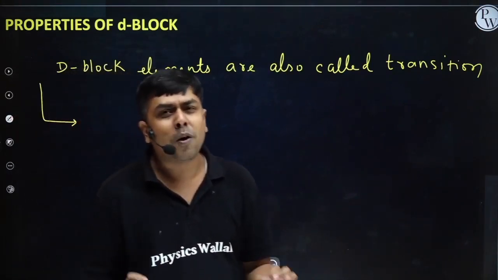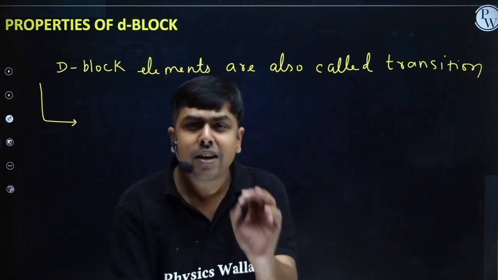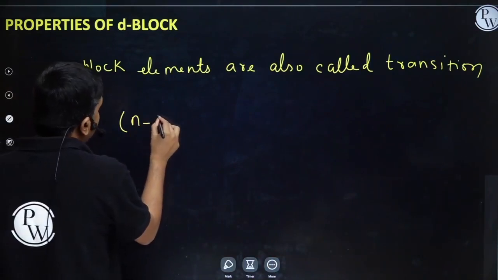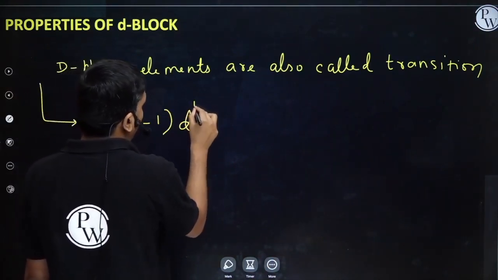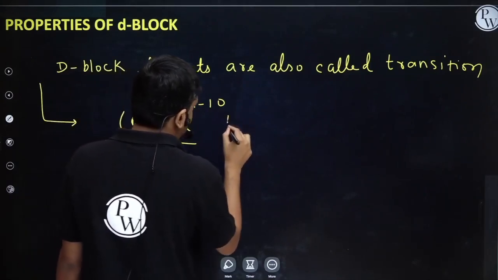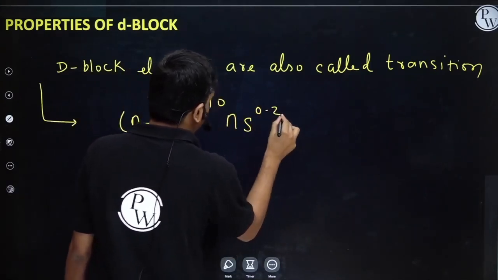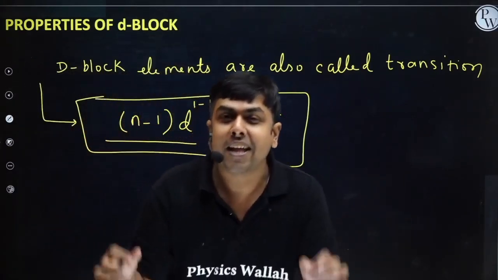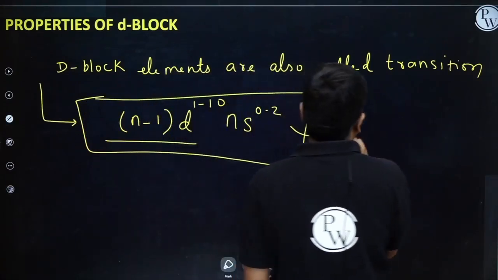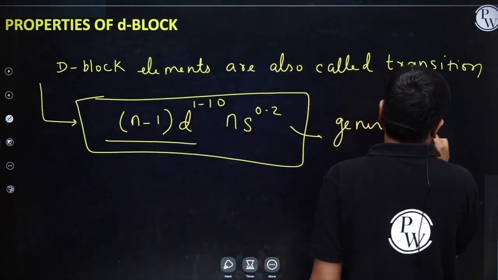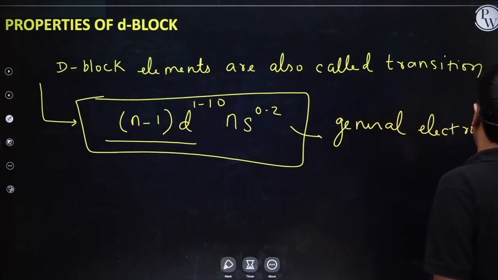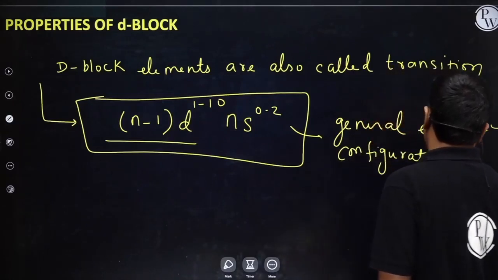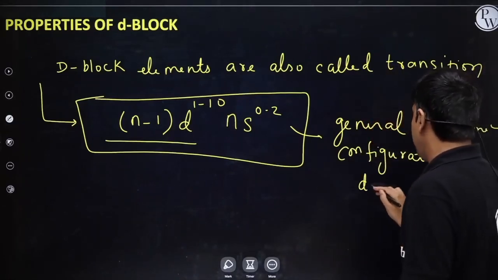Let's first of all talk about the general electronic configuration of D block elements. They have a general electronic configuration of (n minus 1) d 1 to 10, ns 0 to 2. This is really, really important. (n minus 1) d 1 to 10, ns 0 to 2. This is the general electronic configuration of D block elements.